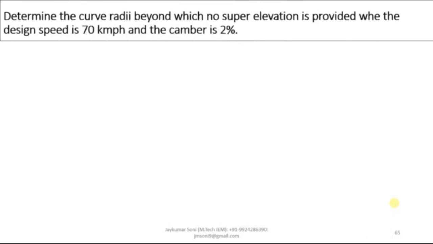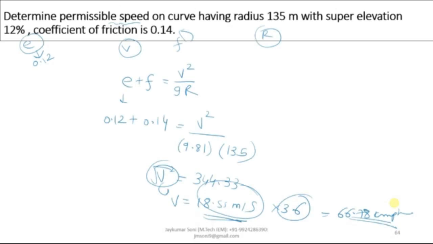Now let us move towards the last category of example of super elevation, which is determining the radius. In the first example, we tried to incorporate maximum super elevation, mixed traffic condition. In the second example, we tried to calculate the equilibrium super elevation, F and E. In the third example, we tried to calculate the value of permissible speed, and in this example, we will try to calculate the value of radius. In this example, it is written: determine the curve radii beyond which no super elevation is provided.